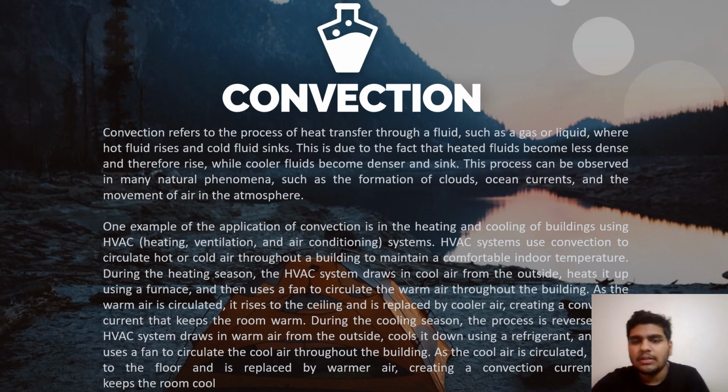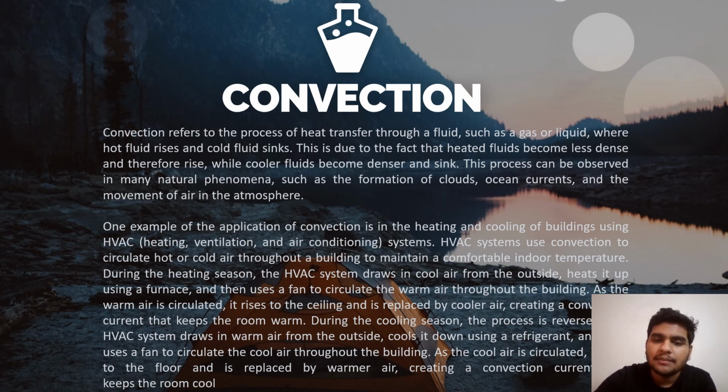During the cooling season, the process is reversed. The HVAC system draws in warm air from the outside, cools it down using a refrigerant, and then uses a fan to circulate the cool air throughout the building. As the cool air is circulated, it sinks to the floor and is replaced by warmer air, creating a convection current that keeps the room cool.